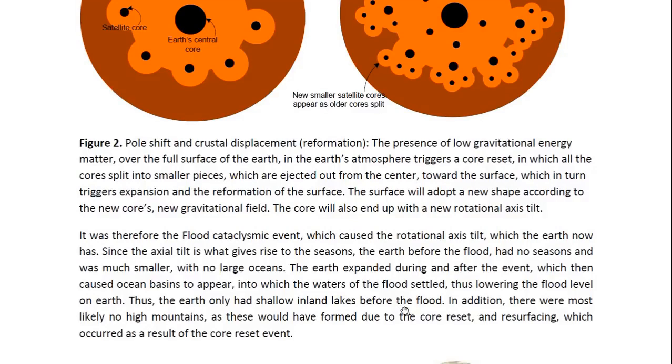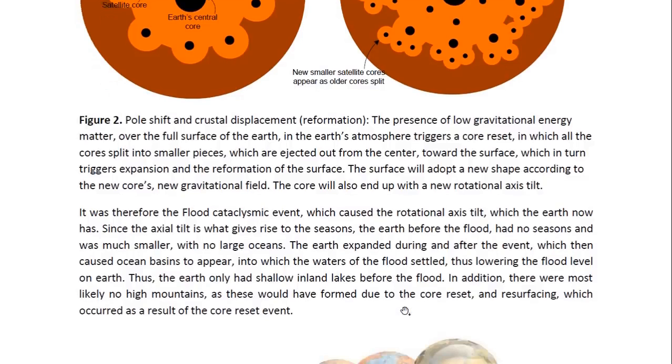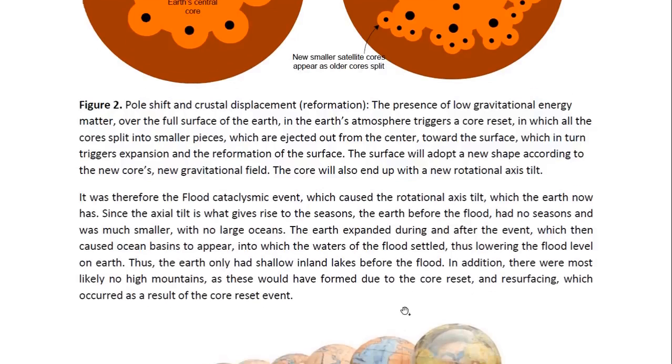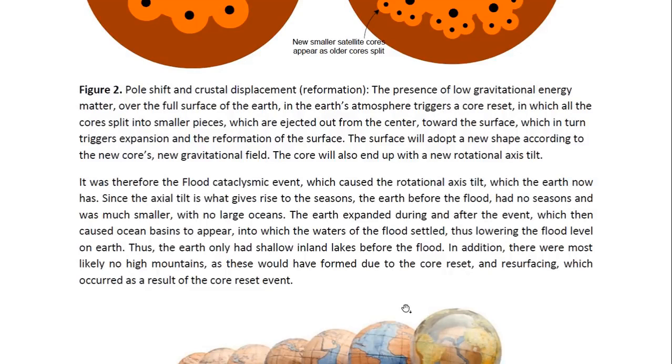Since the actual tilt is what gives rise to the seasons, the Earth before the flood had no seasons and was much smaller with no large oceans. The Earth expanded during and after the event, which then caused ocean basins to appear into which the waters of the flood settled, thus lowering the flood level on Earth. Thus the Earth only had shallow inland lakes before the flood.